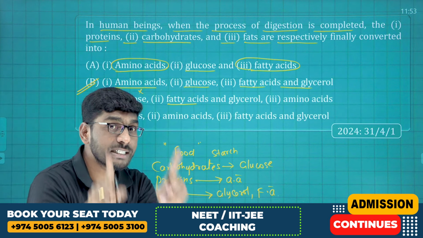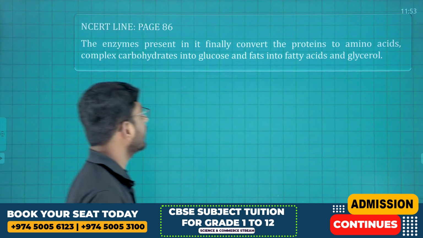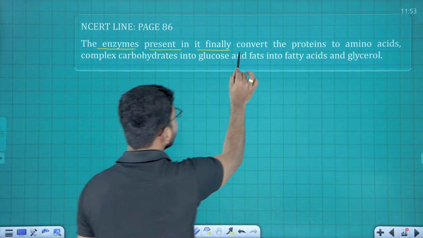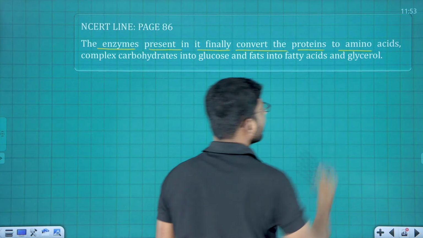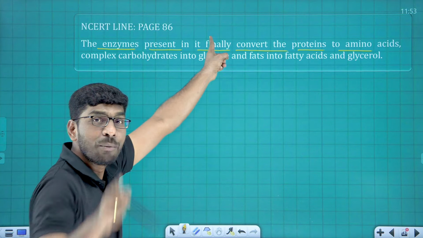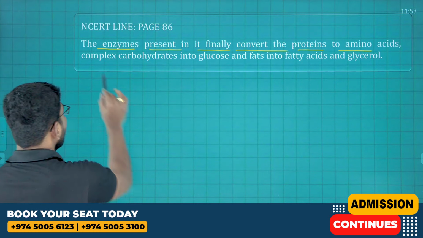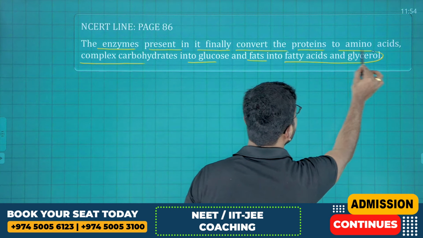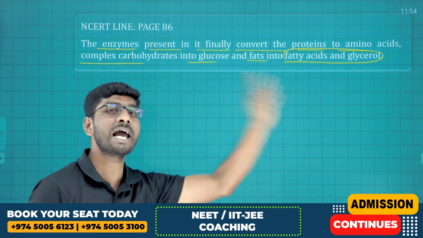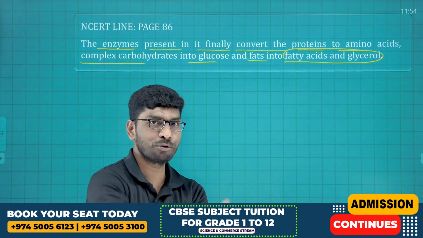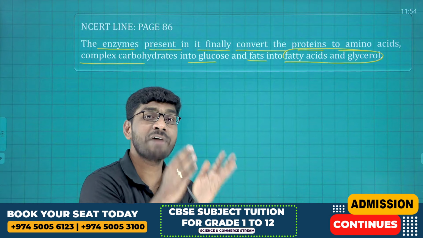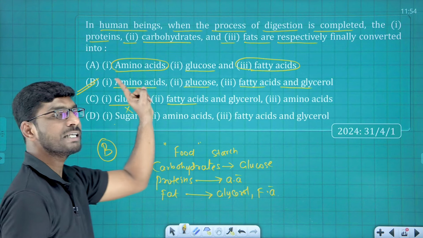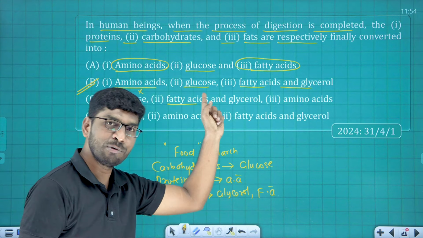I would like to show you the NCERT line also, where it is mentioned. Come back here. Look at this one. What is clearly mentioned? The enzymes present in it finally converted the proteins into amino acid. Page number 86. Proteins into amino acids. Next, complex carbohydrates into glucose and fats into fatty acid and glycerol. Direct NCERT line. Carbohydrates into glucose, protein into amino acid, fats into fatty acid and glycerol. So what is the right answer of our question? Option B is the correct answer. Am I clear? Shall we move on to the next question?